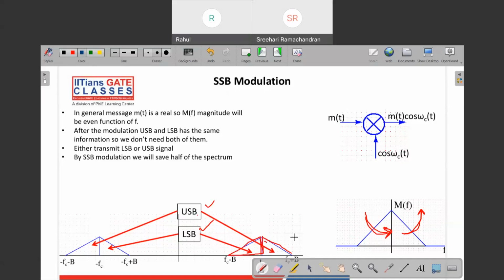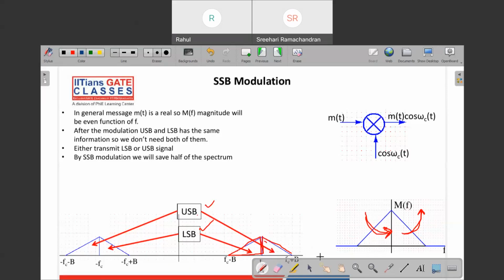So instead of sending both the upper sideband and lower sideband, what we can do is remove one of the sidebands and send just one of them. Okay. So either you can remove the upper sideband and just send the lower sideband, or you can remove the lower sideband and just send the upper sideband. Now, what will happen with this operation is that the bandwidth of the modulated signal will go down by half.